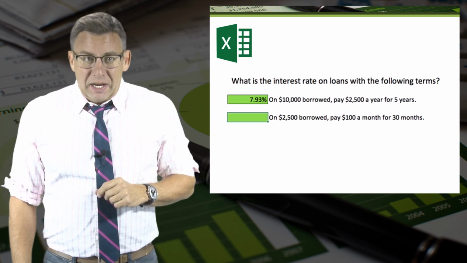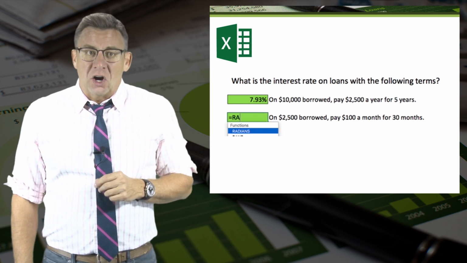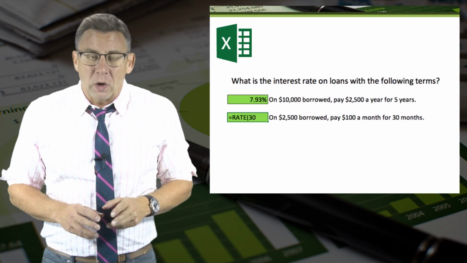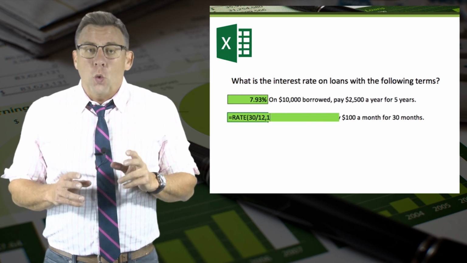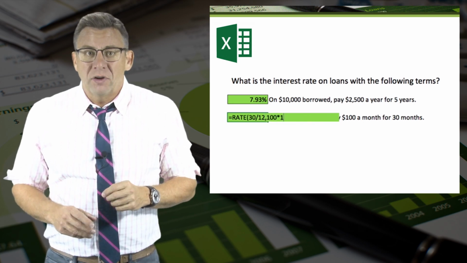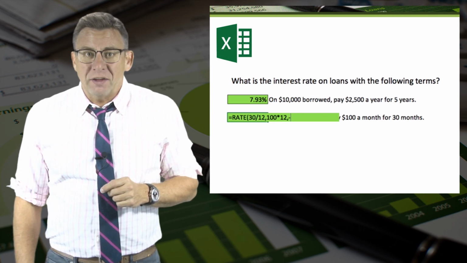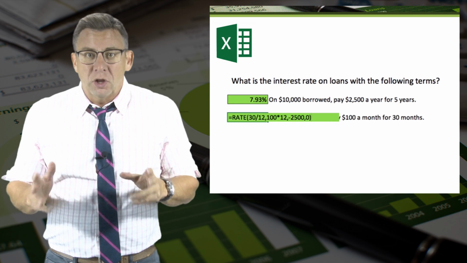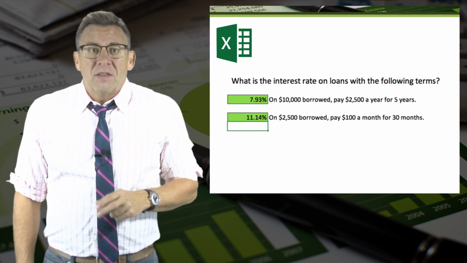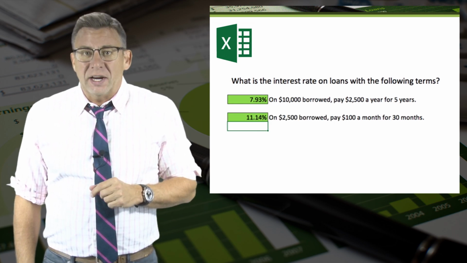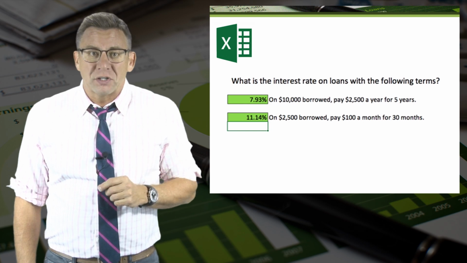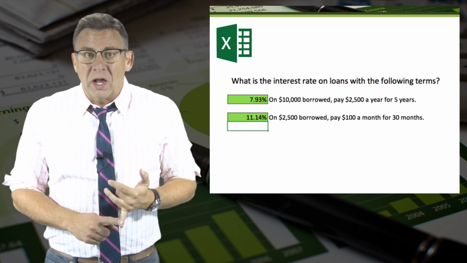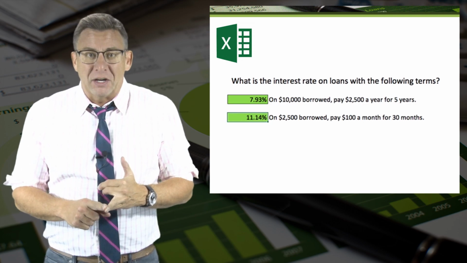For this next one, I enter equals RATE, open parentheses, 30 divided by 12, comma, 100 times 12, comma, minus 2,500, and 0 for future value, close parentheses. This results in an annual interest rate of 11.14%.